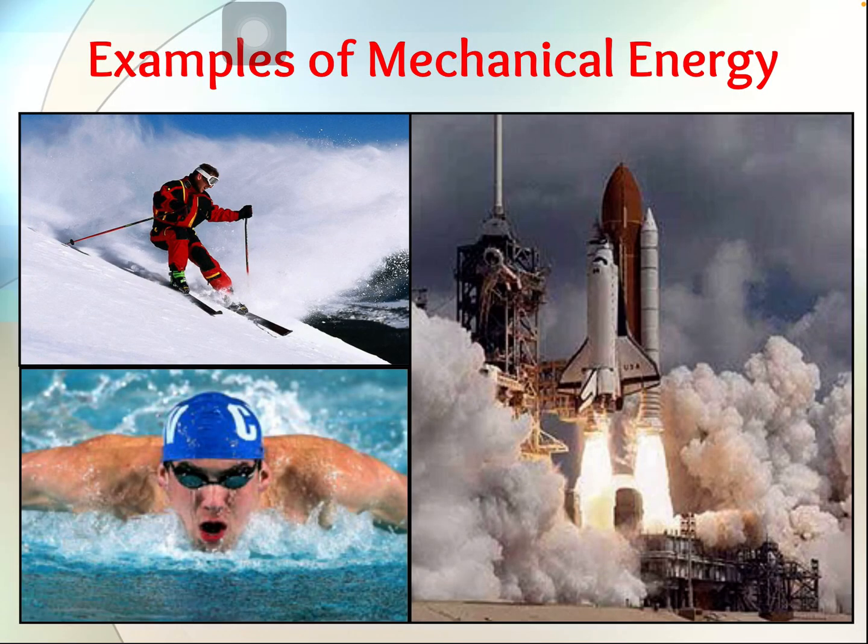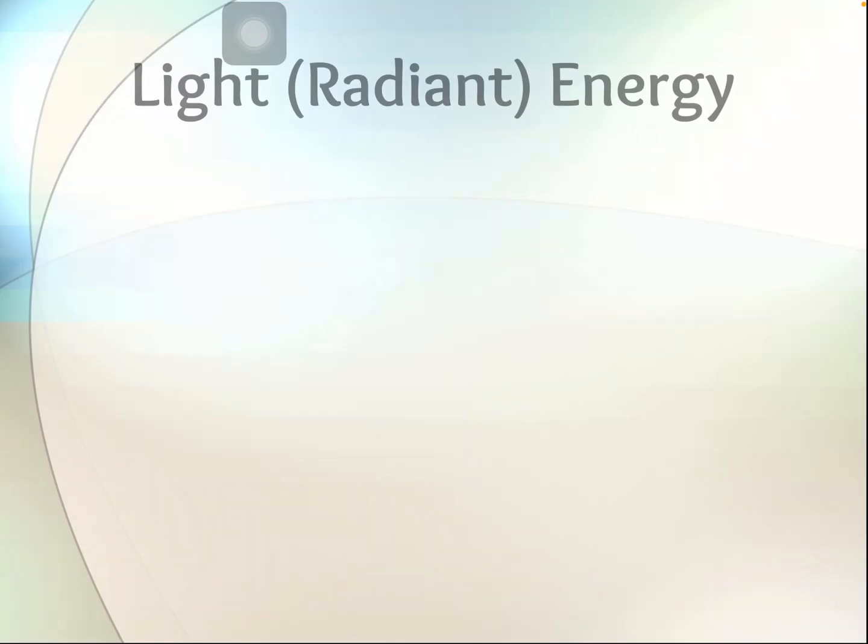Examples of mechanical energy. Anything that's moving, right? So the skier, the ski lift brings them up to the top of a mountain, and they have gravitational potential energy at the top of the mountain, which they turn into kinetic as they come down. Mechanical. See a swimmer who's using the energy that he has in his body and food to move his arms and create swimming motion, mechanical energy, and then the space shuttle moving through the air, launching into space.